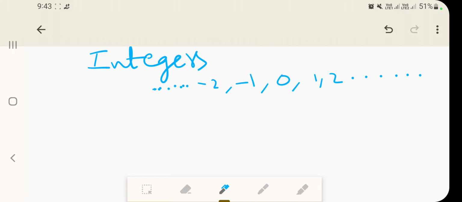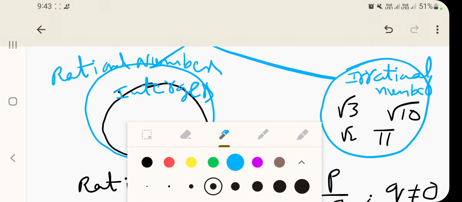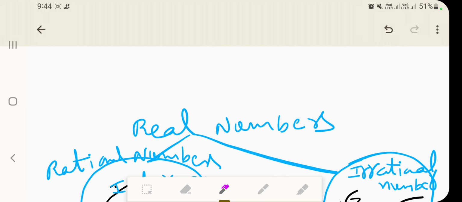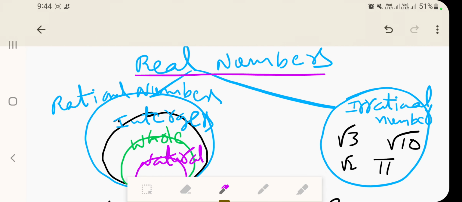And inside integers we can have further, like here I'll draw integers we have seen. Now inside integers further we can have a subset, that is whole numbers. Inside whole numbers further we can have a subset, that is natural numbers. So first, all come under real numbers. All the numbers which we use in mathematics and daily life are called real numbers.